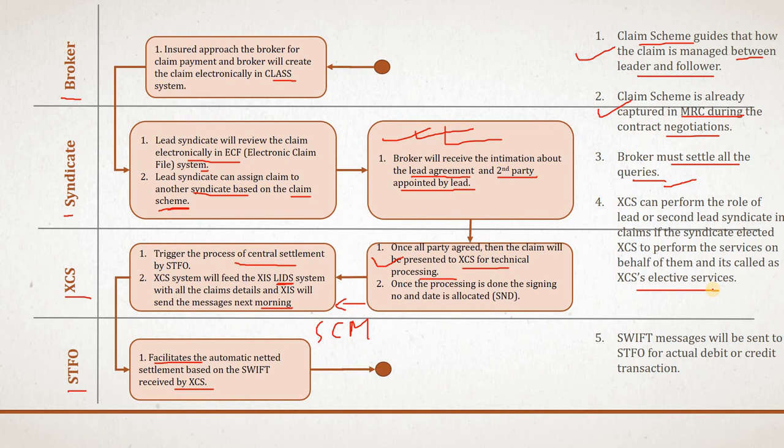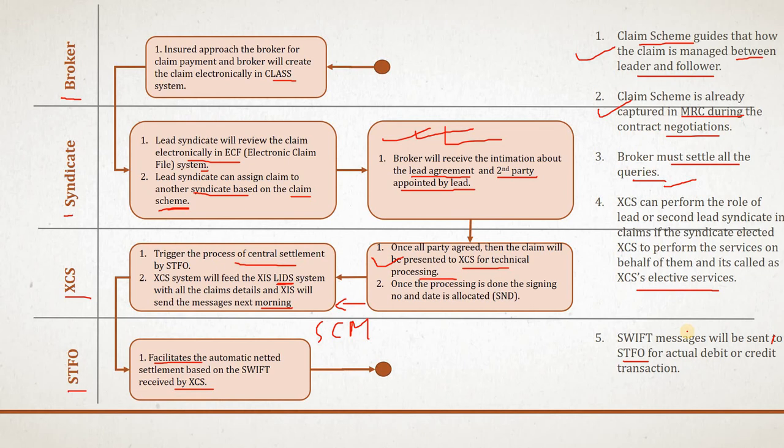Then the SWIFT message will be sent to STFO for the actual debit or credit transaction. So the SWIFT message will be generated, and the STFO will send the SWIFT message to the bank in order to do the actual money transaction.